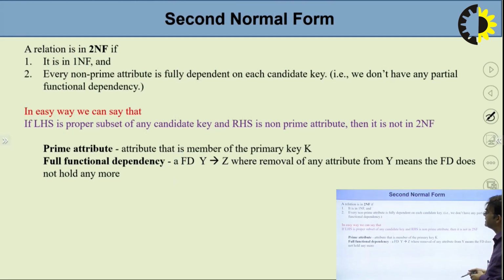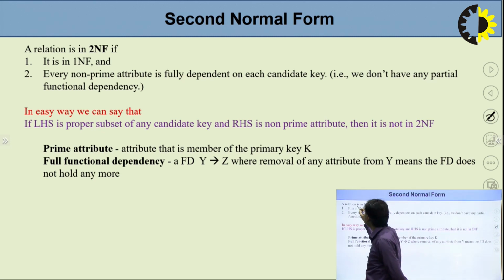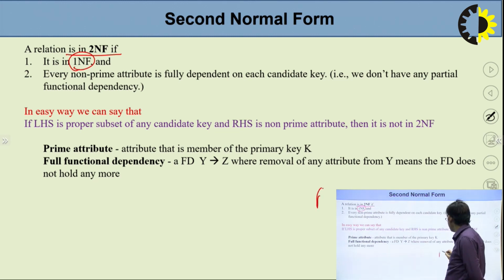Now I have to discuss the second normal form, one of the most important normal forms. What is the definition? How do we understand second normal form? Let's suppose we have a relation. We have to identify whether that relation is in second normal form or not. What is the rule? What is the definition of the second normal form? First, a relation is in second normal form if it is in first normal form. What is the first condition? Let's suppose I have given a relation R, A, B, C, and I am asking whether that relation is in second normal form or not.